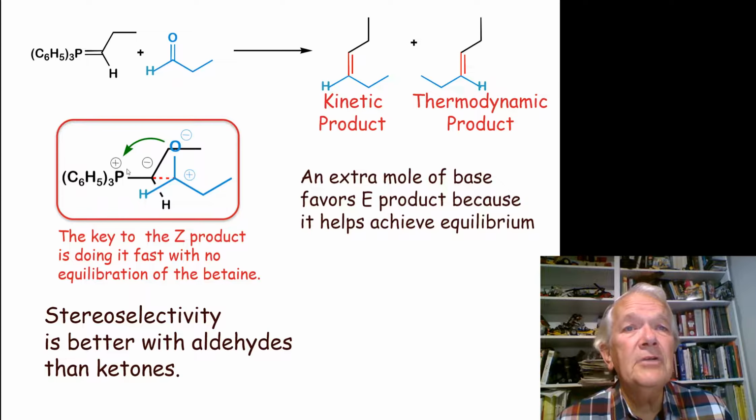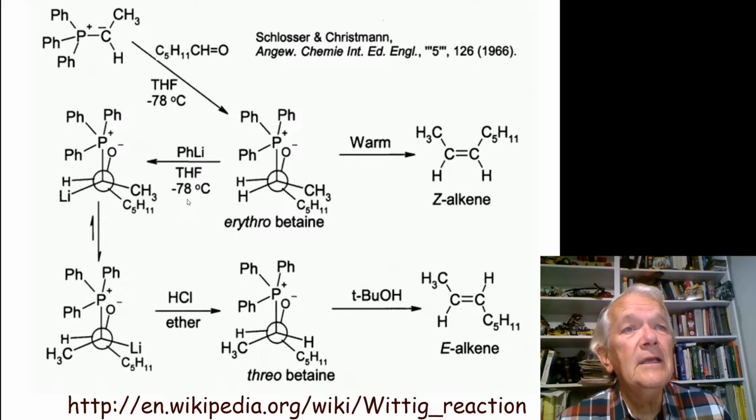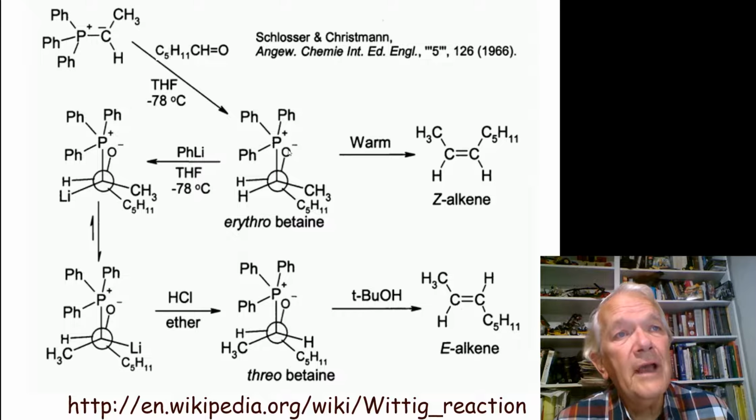And it turns out that an extra mole of base will favor the E product. What's thought to actually happen is that when you form that betaine, that intermediate species where you have that square intermediate, there's an equilibration. This is a figure I stole out of Wikipedia. Here's your Wittig reagent. The aldehyde comes in. This is that betaine, this charged intermediate where the O- is trying to line up with the phosphorus to form the four-membered ring.